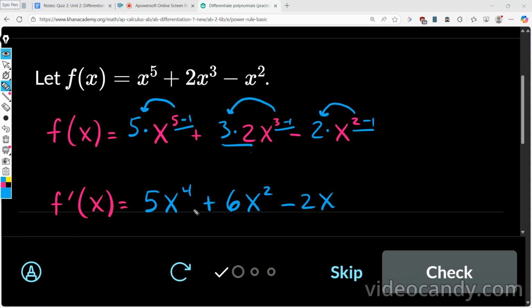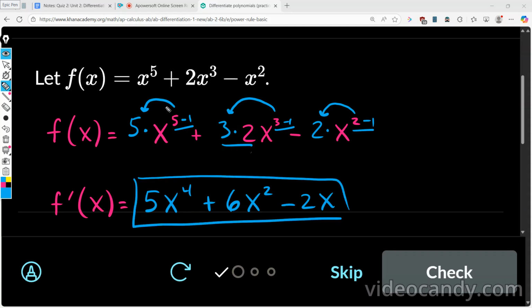Okay, but you don't need to write a 1. And that's your answer right there. Final answer. Okay, you might be able to do it in your head, but that's basically it. You take the derivative of each term in the polynomial.